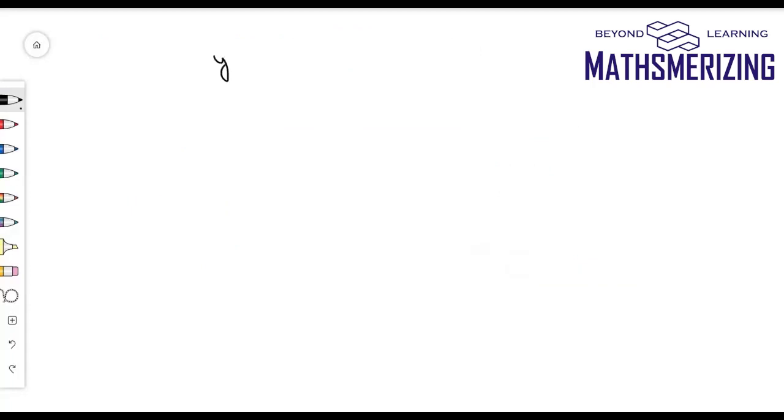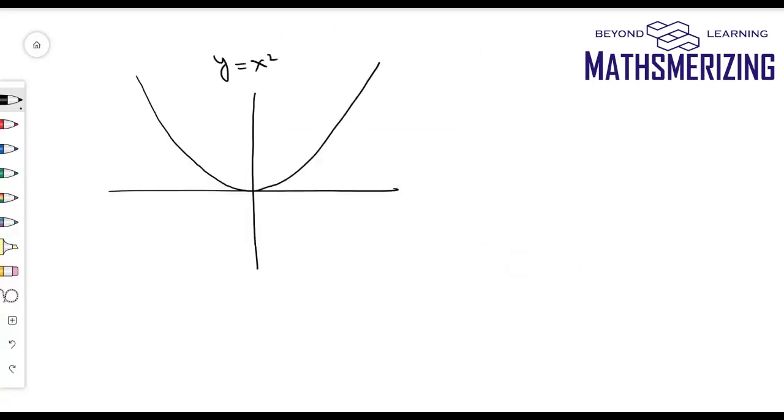Suppose I have the graph of y is equal to x square, and from that I need to draw the graph of y equals 2x square. So for y is equal to 2x square, again I'm going to stretch the graph upwards. If I stretch the graph upwards, I'll get this graph. So that is the graph of y equals 2x square.